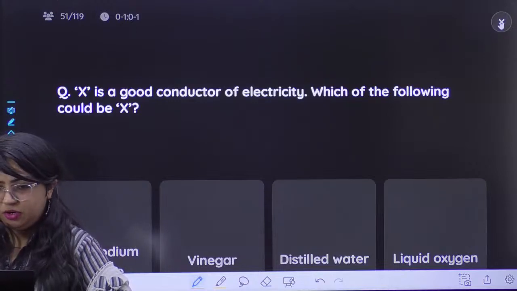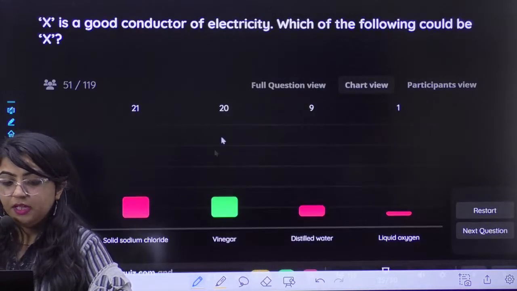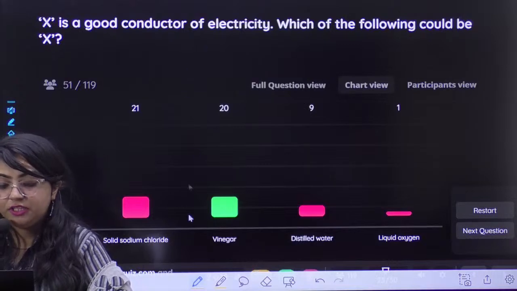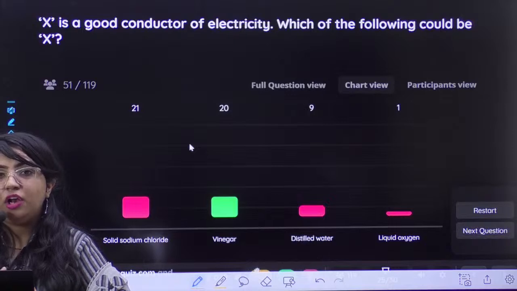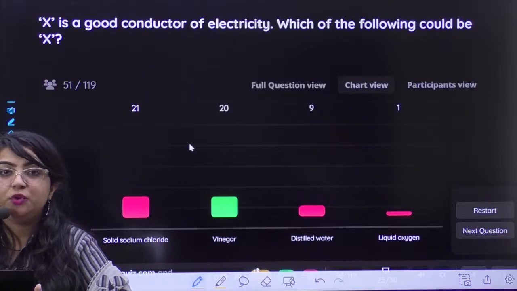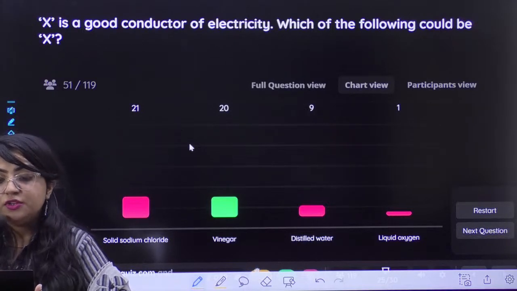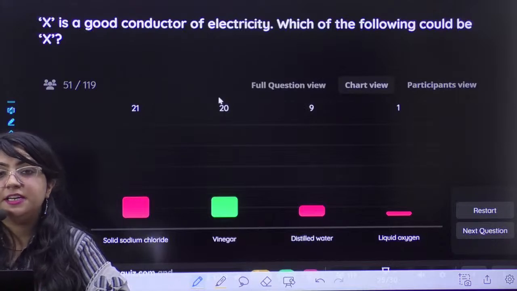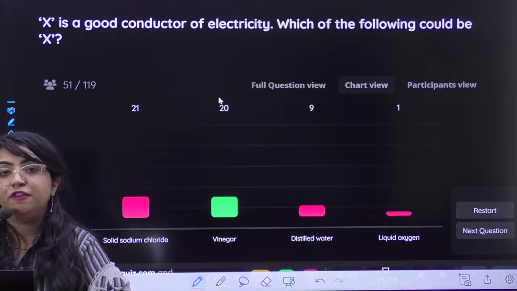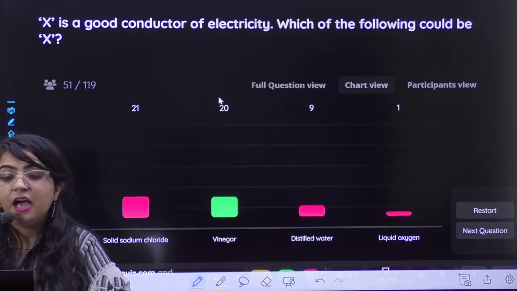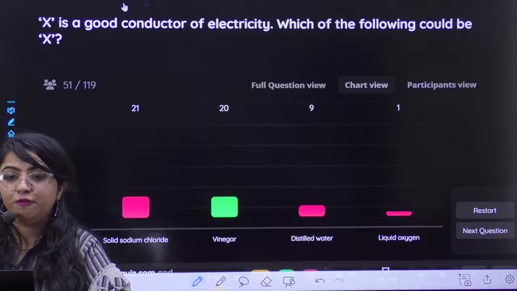Let's check its correct option. So the correct option for this question is vinegar. Vinegar is acid, and we all know that electricity is possible due to the presence of ions. So these acids and bases, they dissociate to produce ions, and these ions, that is positively or negatively charged particles, are responsible for the conduction of electricity.